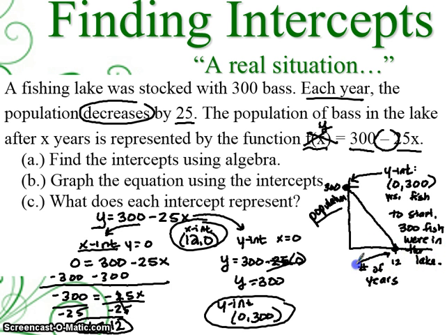Now, look at our x-intercept. Our x-intercept is the point 12, 0. 12 stands for years because it's the x value, and 0 stands for the population, or the fish. So in other words, after 12 years, there will be no fish left in the lake. So write that sentence down. After 12 years, there will be no fish left.